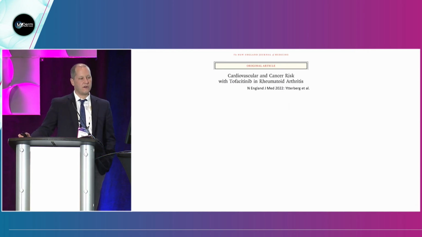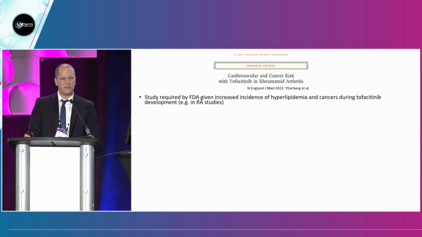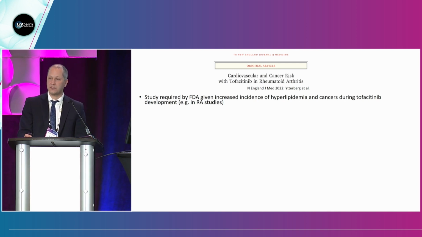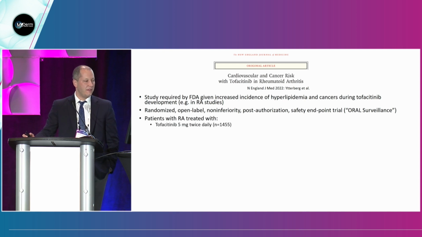And Brett King earlier in the day talked about this New England Journal paper, which was a study that was required by the FDA as a part of the tofacitinib approval process. It was based on the observation that there was an increased incidence of hyperlipidemia and cancers in patients during development during the RA studies. So this was a randomized, open-label, non-inferiority, post-authorization safety endpoint trial. Much easier to say the oral surveillance trial. And this was rheumatoid arthritis patients. And really, this is where all the box warnings for JAK inhibitors come from, is this study.